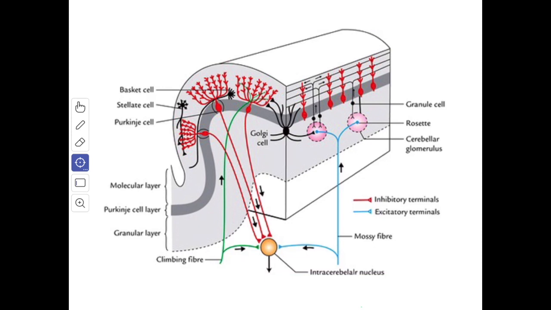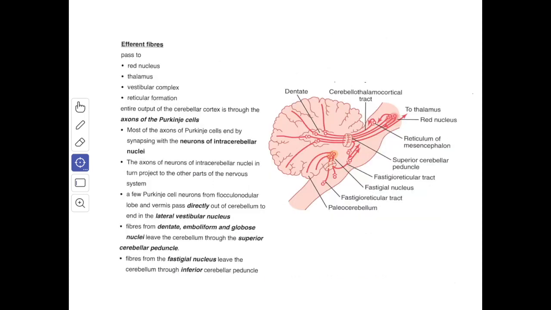All the afferent fibers of the cerebellum are mossy fibers except the olivocerebellar fibers from the inferior olivary nucleus and parolivocerebellar fibers from the accessory olivary nucleus, which are climbing fibers. Next we'll see the efferent fibers. The efferent fibers from the cerebellum pass to the red nucleus, the thalamus, the vestibular complex and the reticular formation.